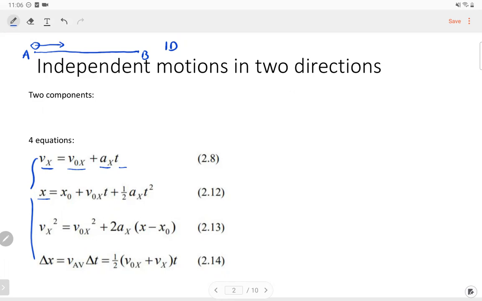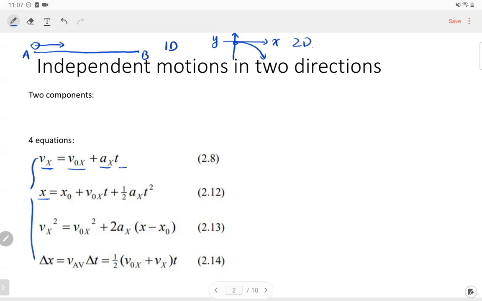But for a motion in two dimensions, if we have a projectile motion, suppose we have an object with a curved trajectory, then we cannot simply use these four equations for the calculation. We have to separate this motion into two orthogonal directions. So if this motion is in 2D, we are going to build a Cartesian coordinate system. We have the horizontal direction and the vertical direction, and each direction is independent. In the x direction and the y direction, the motions are independent.